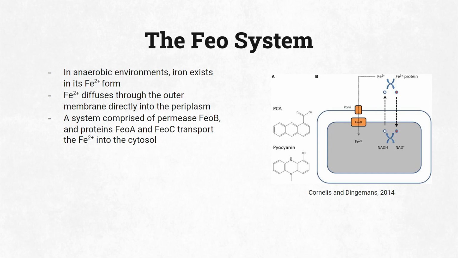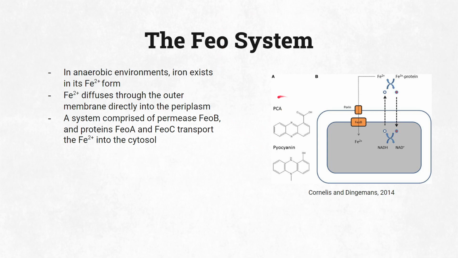And given this solubility, it is actually able to pass through porins within the outer membrane through diffusion without any necessary proteins to bring it into the periplasmic space. Once that 2+ iron is within the periplasmic space, it isn't actually able to diffuse through the inner membrane into the cytosol. So there is a permease complex comprised of the FeoB, A, and C proteins that can take that 2+ iron from the periplasmic space and bring it into the cytosol to be used.